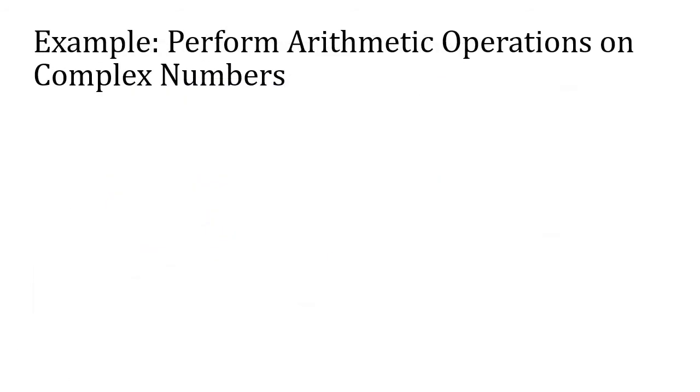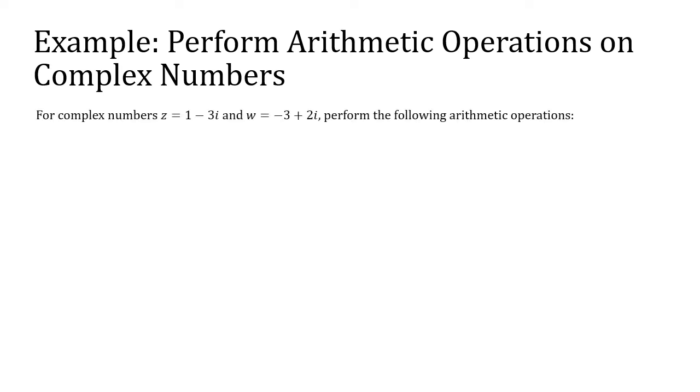Now let's look at an example where we perform some basic arithmetic operations on complex numbers. Suppose that we have the complex numbers z equals 1 minus 3i, and w equals -3 plus 2i. And we want to perform the following operations. We want to find out what z plus w is, what z minus w is, and what z times w is. So let's begin with z plus w.